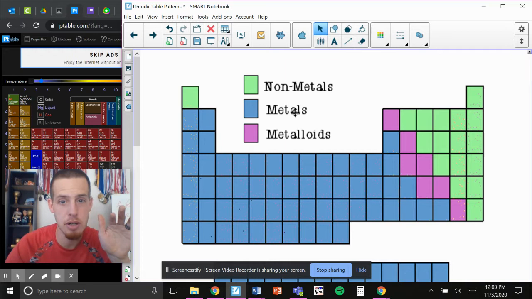Today I want to talk a little bit about metals, nonmetals, and metalloids. So another pattern on the periodic table that you can see is there's clearly a little divide in between this huge chunk of blue and this chunk of green. And as it turns out, that's a really cool thing when looking at the properties of different elements.